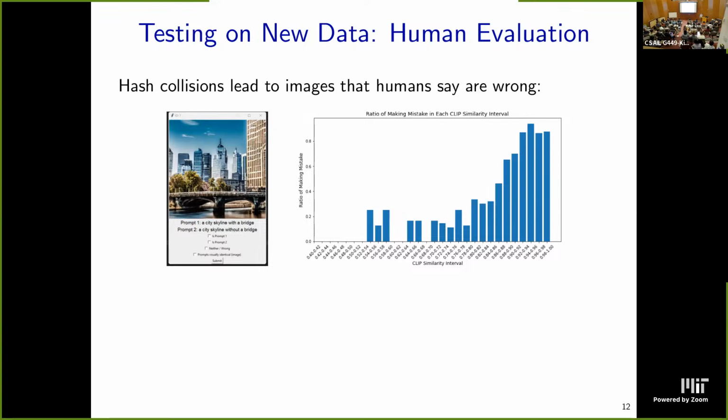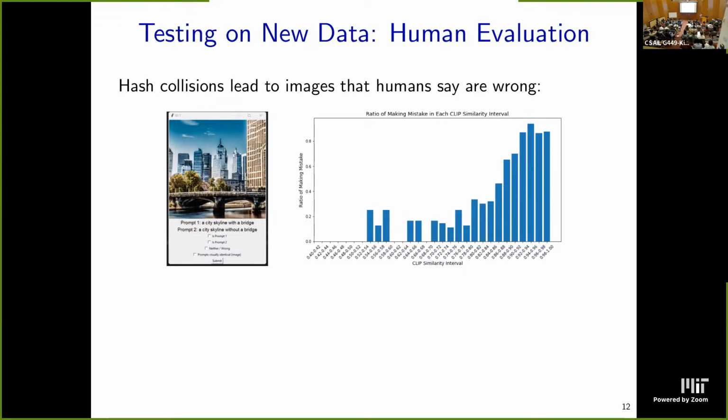So this is testing whether the hash collision is creating downstream problems. Presumably both of these prompts, even though they mean different things, will give very similar images, so you're going to get an error here. This is checking whether you actually do get an error.